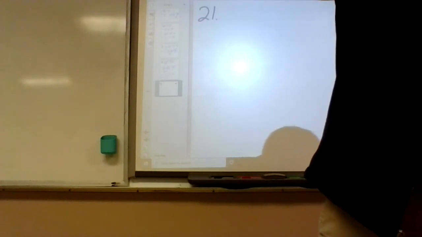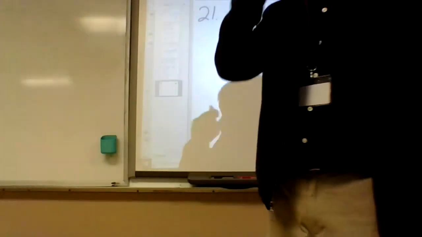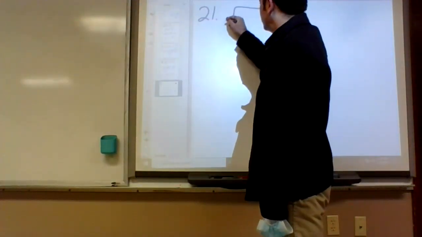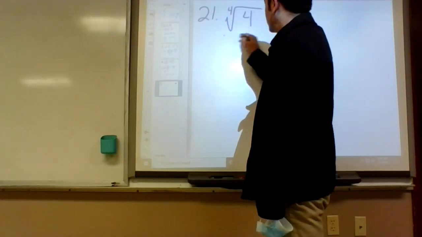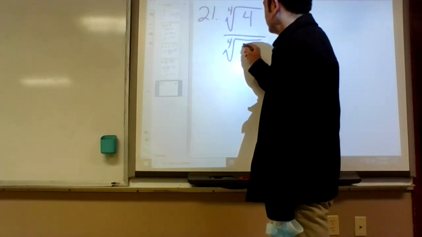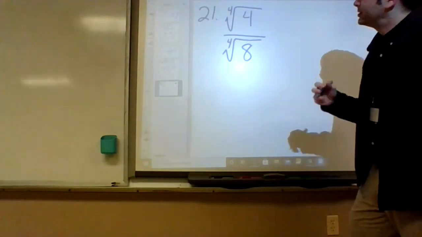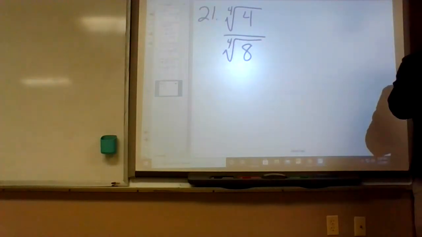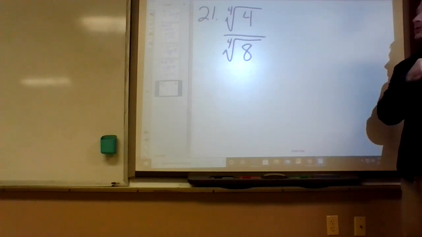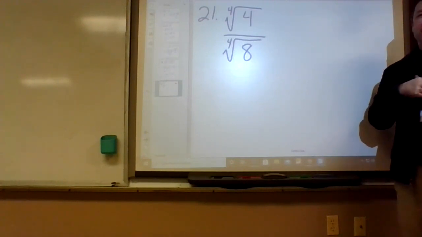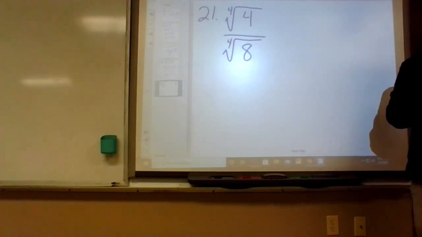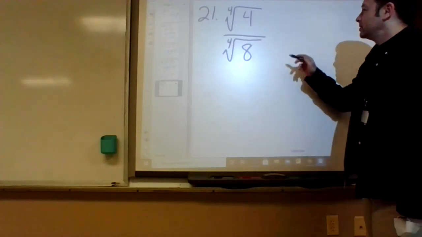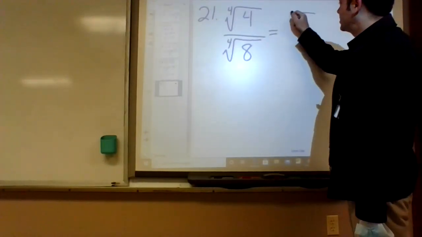21 is the 4th root of 4 over the 4th root of 8. Okay, there's 2 ways to do this one again. Which way is easier? Probably about the same. We could reduce, or we could fix the bottom first. Which one do you guys want to do? Reduce. I think it's a tie.